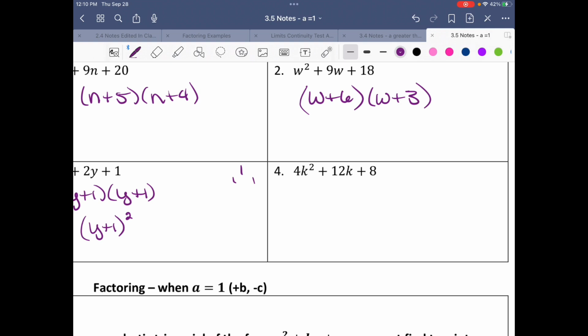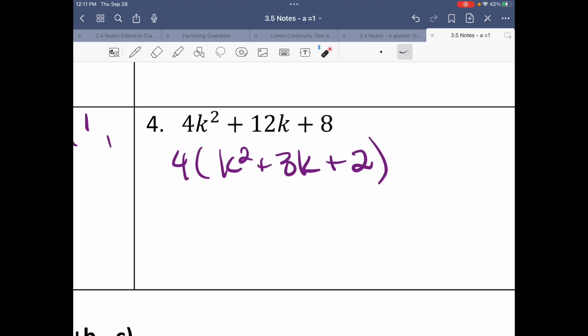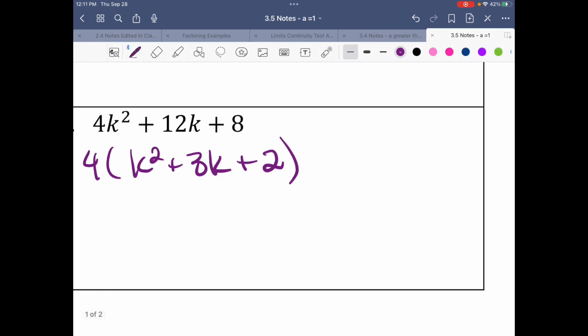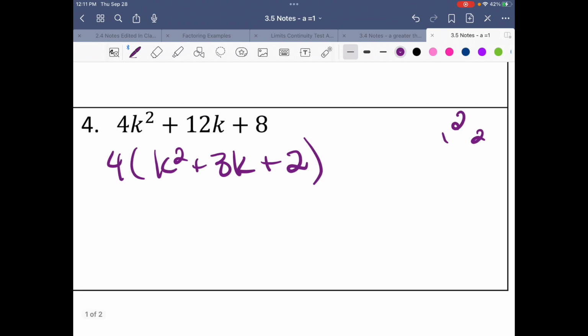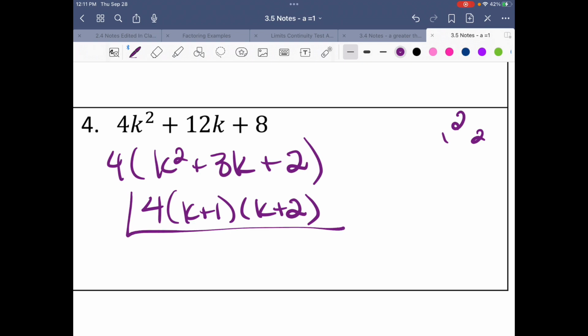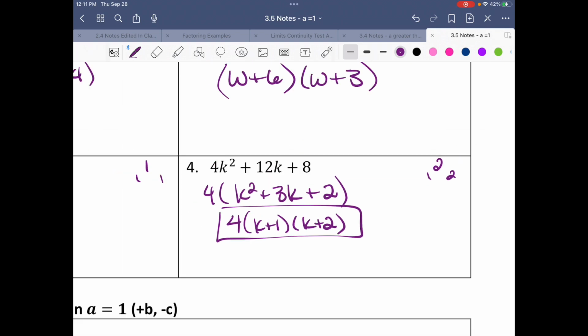Example 4 has a leading coefficient that's not a 1. It's a 4 here. So you check to see if it's a GCF. In this case, it is. Okay, ignore the GCF, and we're going to look at the 2. My leading coefficient is now a 1, so factors of 2 that add to be 3. 2 does have a pair of factors, it's just 1 and 2. So it's 1 and 2 that add to be 3. k plus 1, k plus 2.